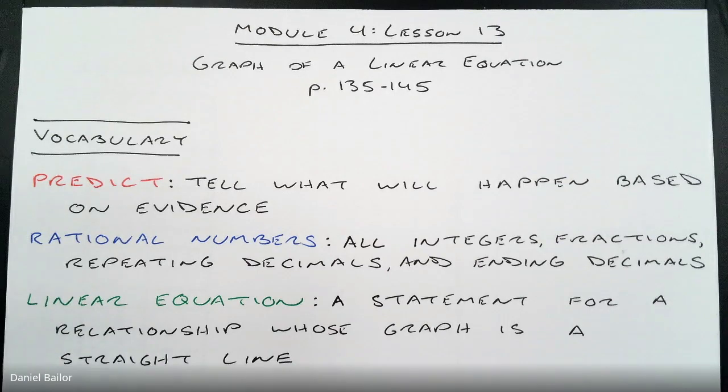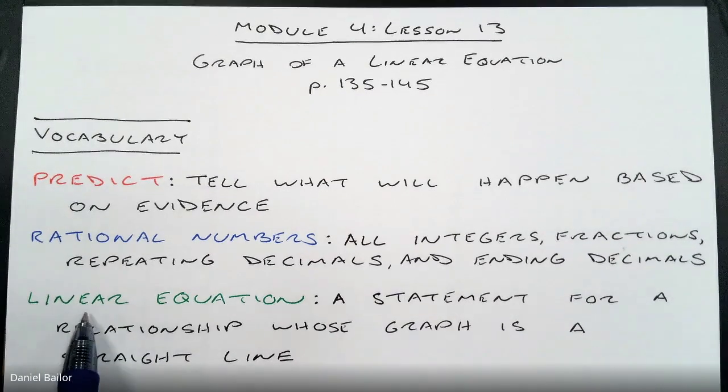Our last term we've seen before is linear equation. A linear equation is a statement for a relationship whose graph is a straight line. In other lessons, when we were talking about rates and speed, we saw how speed, distance, and time are relationships, and we can use linear equations to show those relationships. But the special thing about linear equations is that they make a straight line. That's why you can see the word line inside of linear. So those are our 3 vocabulary words.